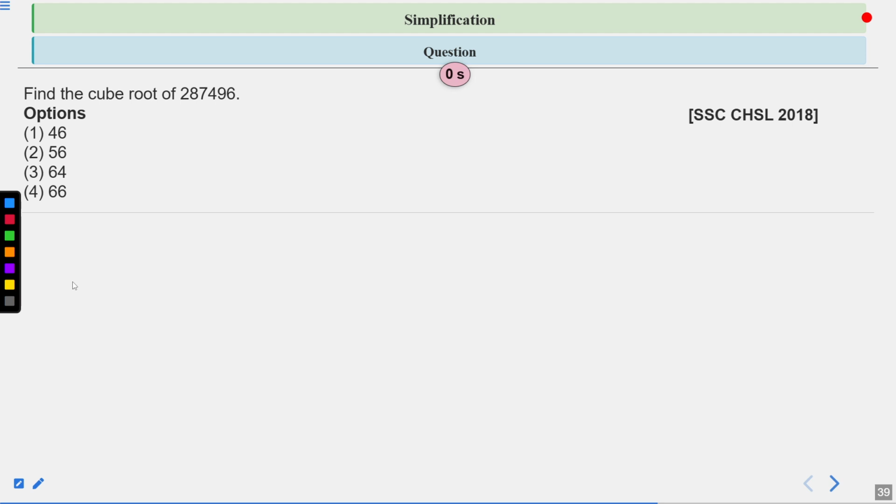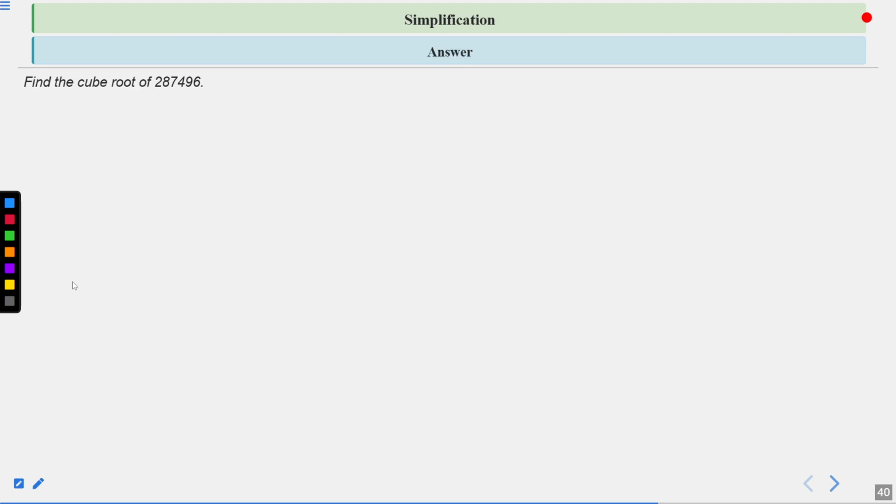Now time's up. Let's see the solution of this question. To find the cube root of 2,87,496, we need to calculate it. So the correct answer of this question is the fourth one, which is 66. So see the detailed solution using concept 2.7.1. So what can we do?